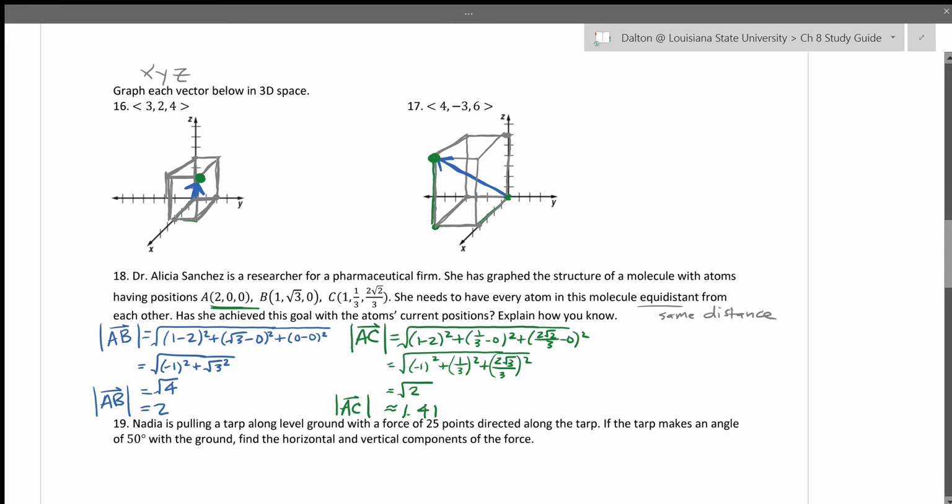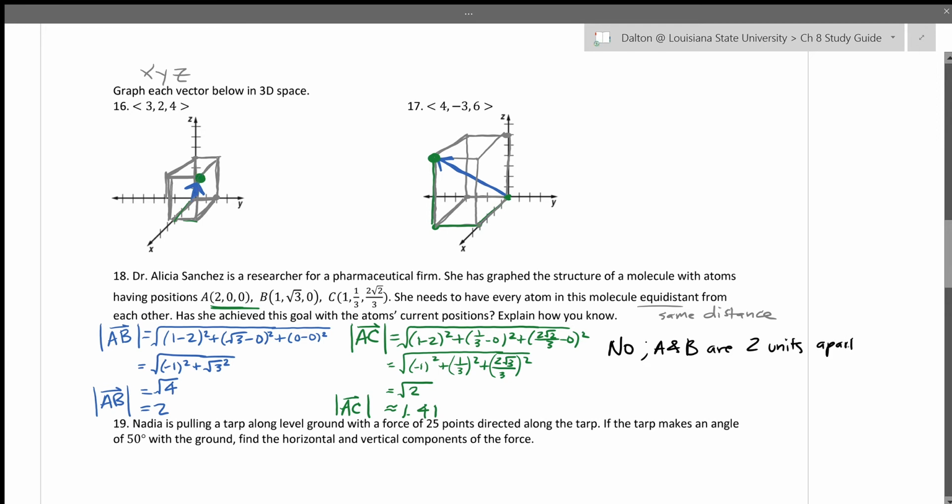You don't have to check the third distance if these two distances are not equal, because it says every atom has to be equidistant from each other. So at this point, we have our answer. No, her current drawing is not good enough. We can say A and B are 2 units apart.